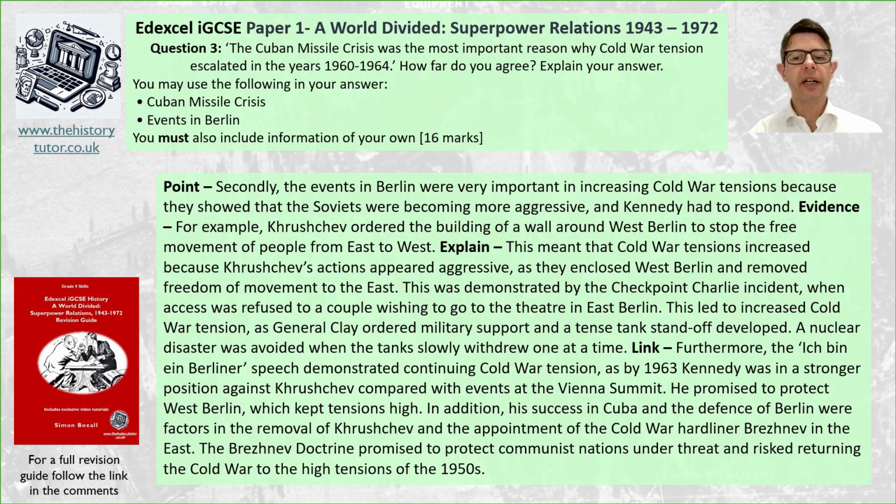Furthermore, the "Ich bin ein Berliner" speech demonstrated continuing Cold War tensions, as by 1963 Kennedy was in a strong position against Khrushchev compared with events at the Vienna summit. He promised to protect West Berlin, which meant tensions were still high.